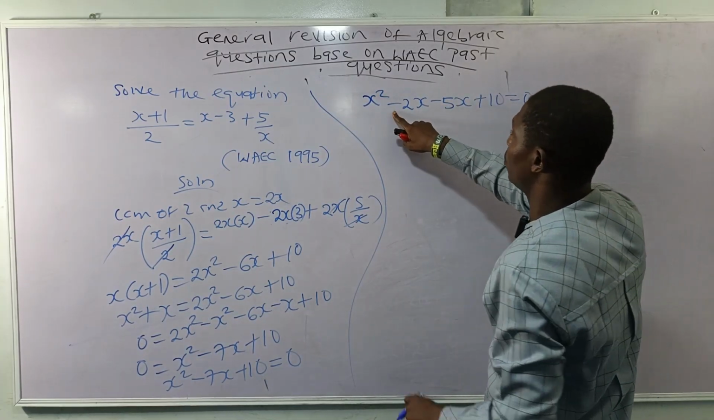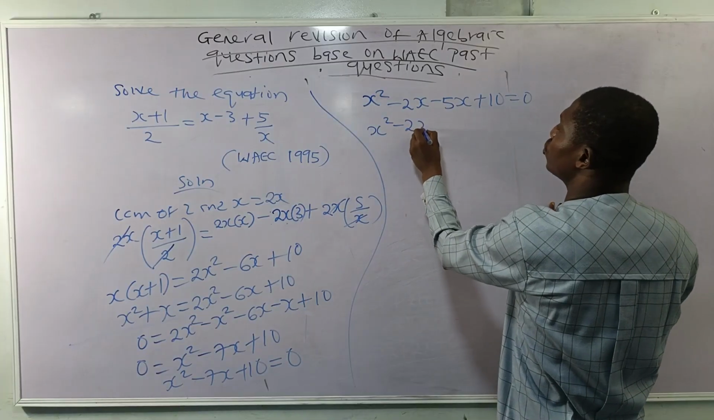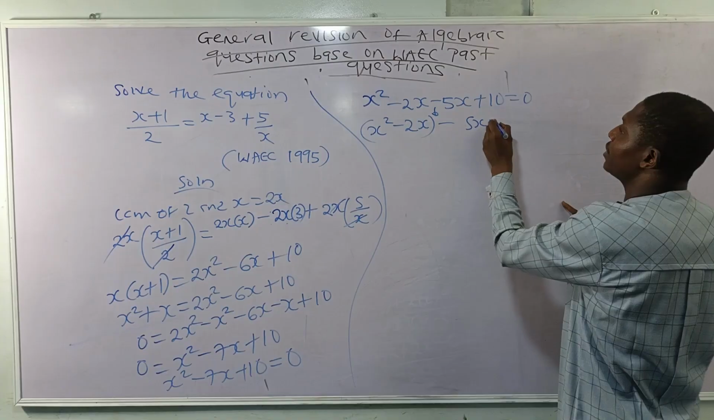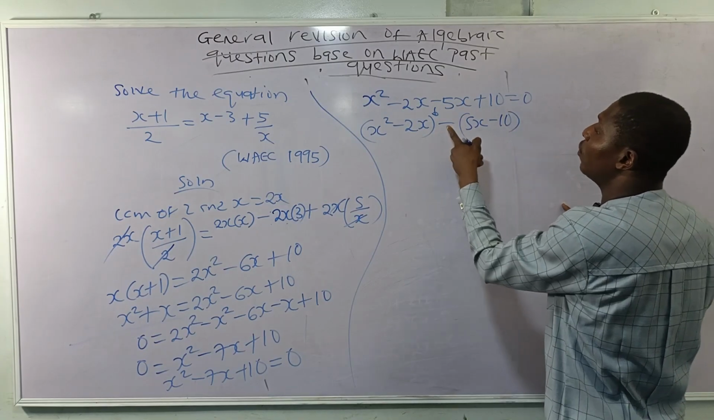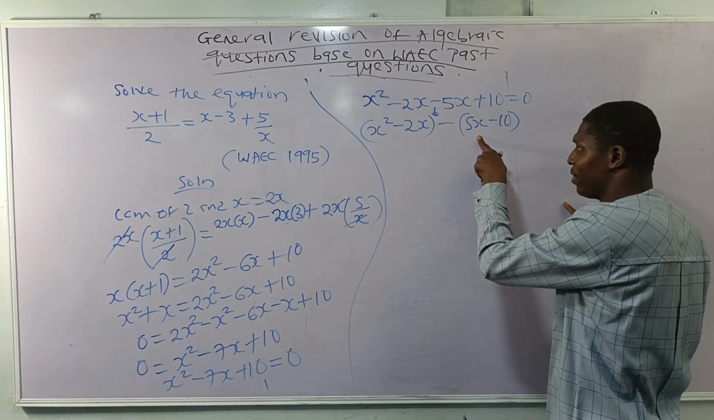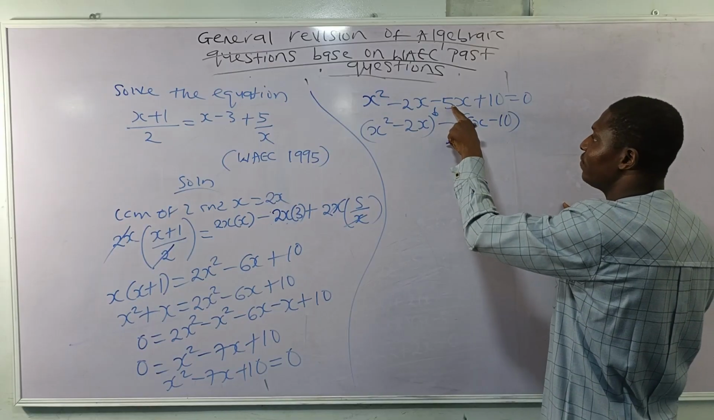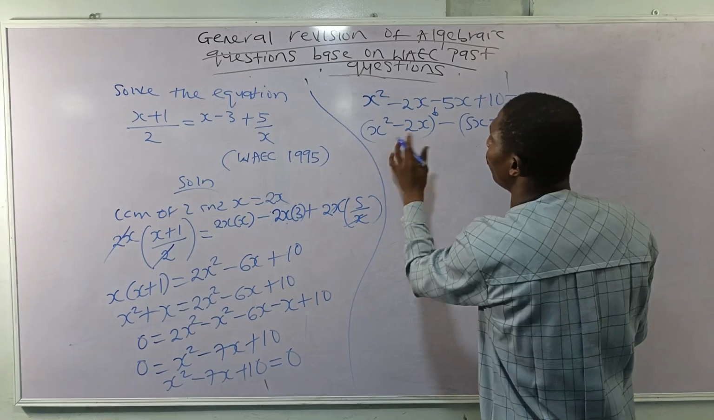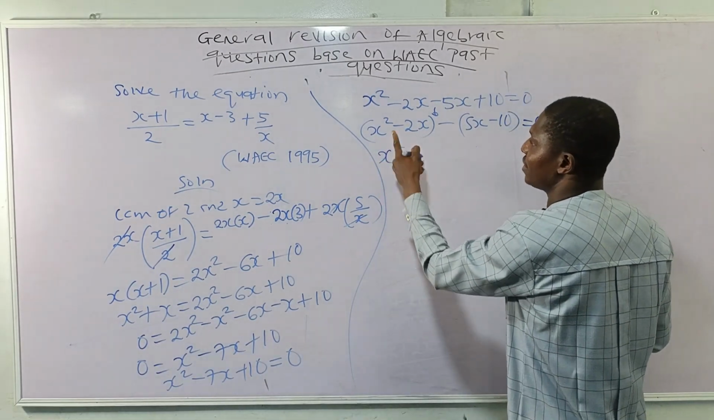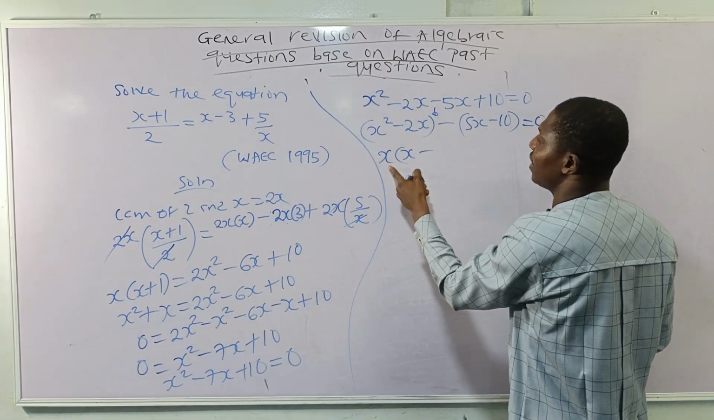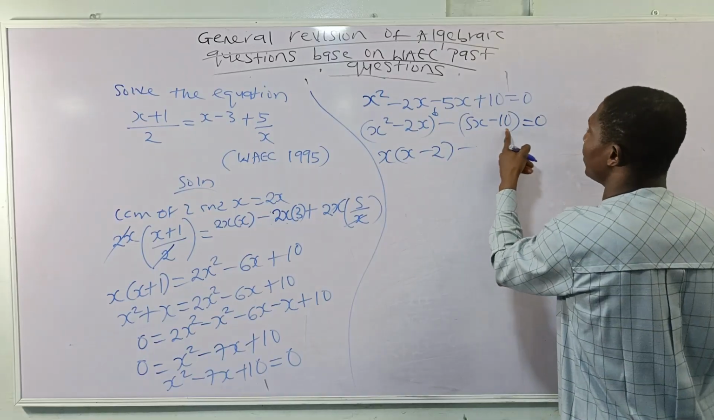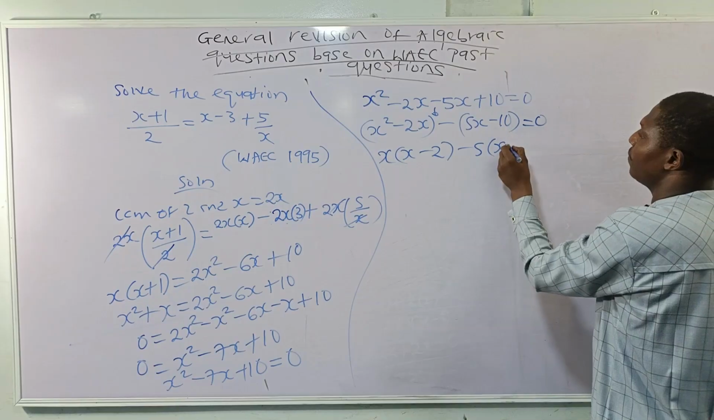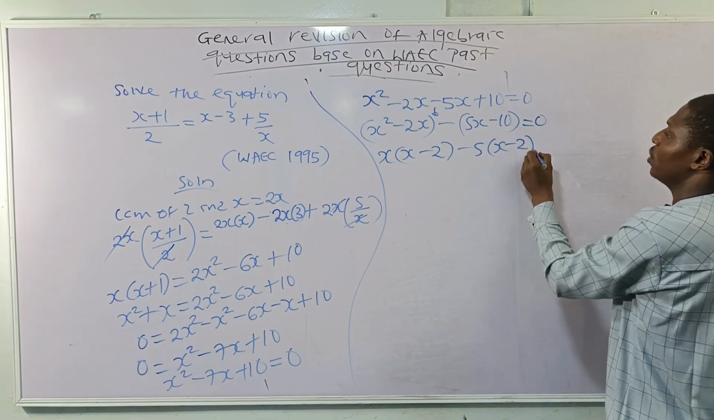Check, plus times minus is minus. So I have x squared minus 2x in bracket, bring this sign exactly the way it is. I'll have 5x minus 10. Why? When a negative sign is in front of a bracket, all the signs change. You see negative 5x becomes positive, and positive 10 becomes negative 10, equal to 0. What's common here is x. I'll have x. x squared divided by x is x. 2x divided by x is 2. What's common between 5x and 10 is 5. 5x divided by 5 is x, and 10 divided by 5 is 2, equal to 0.